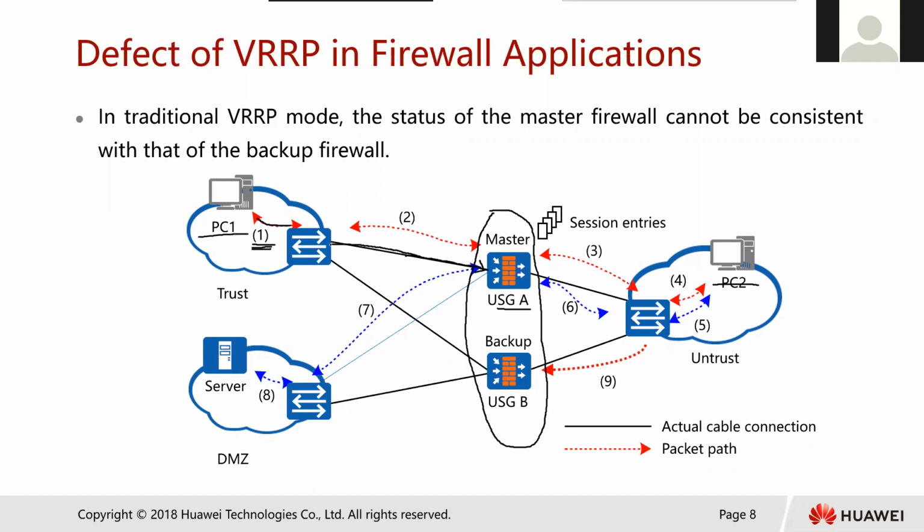The second step is that the switch sends packets to USGA, and the third step is USGA sends packets to this switch, and the switch sends to PC2. Okay, this is a direct way to send packets. And when PC2 wants to reply to this packet, the packet comes like this, also the opposite way, for the replied packets. Okay, this is a normal way.